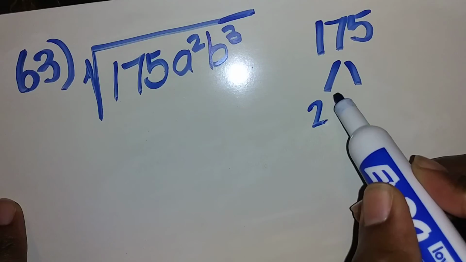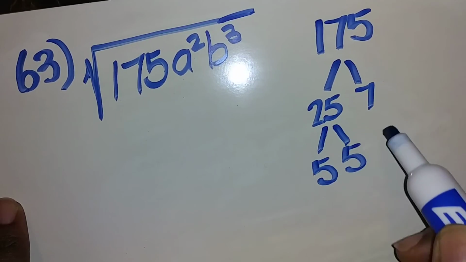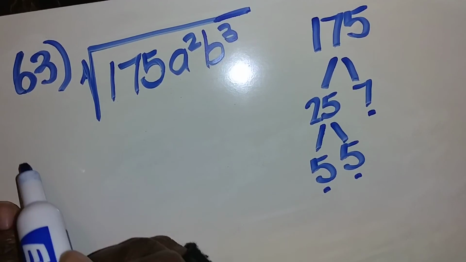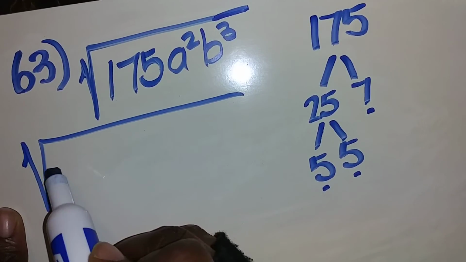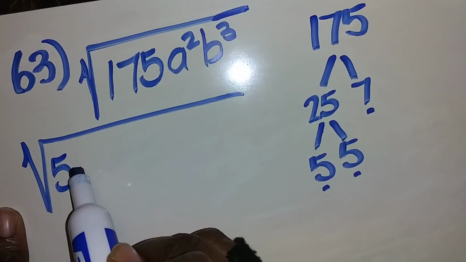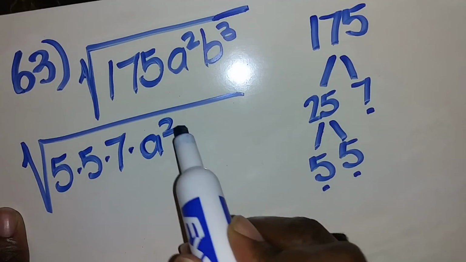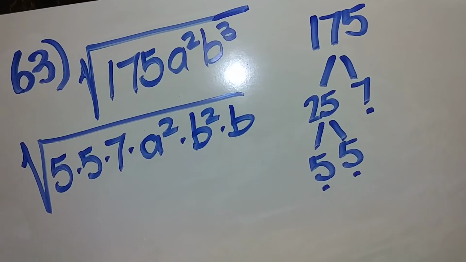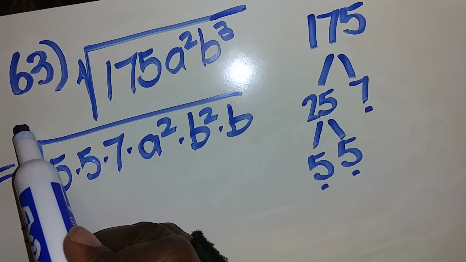I want to jump up and say 25 times 7. Then I know 5 times 5 is 25. So I'm left with 5, 5, and 7. Those are my prime factors. So underneath my square root, I have 5 times 5 times 7 times a squared times, and I'm going to say b squared times b. Again, and I stress this over and over again, you can write these out so many different ways. But my index is understood to be a 2 there.